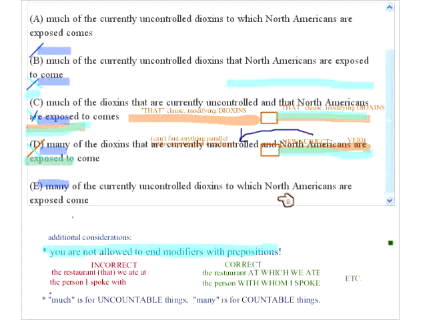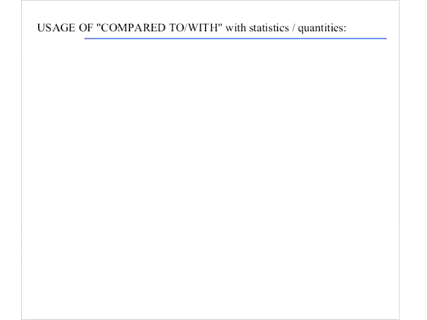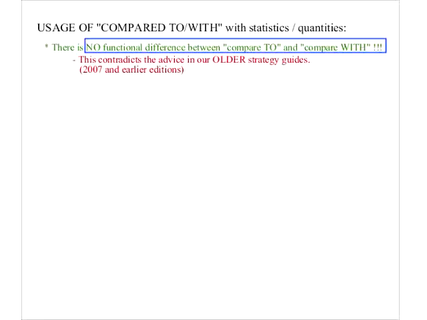Okay. New topic. There were two more topics left on that syllabus that we had to start. One of those was helping verbs and optional prepositions. We're not going to be able to get to that today, so we're going to defer that to the next study hall. But the topic that we are going to get to today is usage of compared to and compared with. Now, the first thing I want to emphasize is that there is no difference at all between these two. This is going to contradict the advice in our older strategy guides, but there is not a functional difference between these two things.